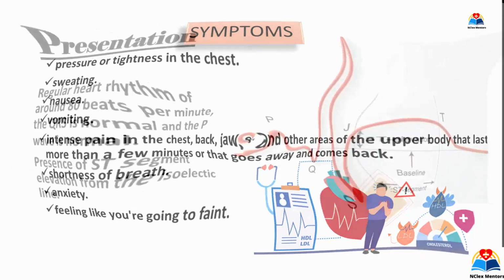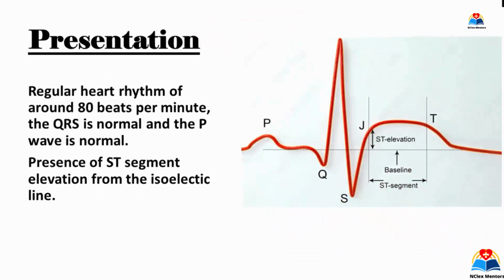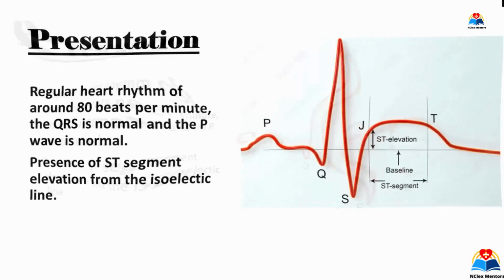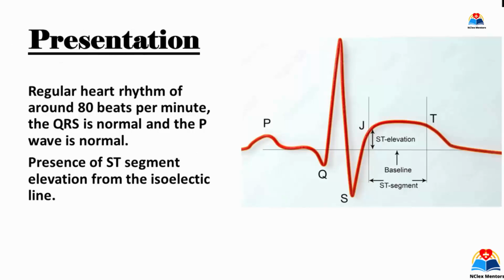ECG interpretation. There is a regular heart rhythm of around 80 beats per minute. The QRS is normal and the P wave is normal. One of the most difficult interpretations of ECG is for myocardial infarction. Let me present the most important identifying parameter for this condition. This line you see here is called the isoelectric line. One of the most significant findings of myocardial infarction is the presence of ST segment elevation from the isoelectric line.